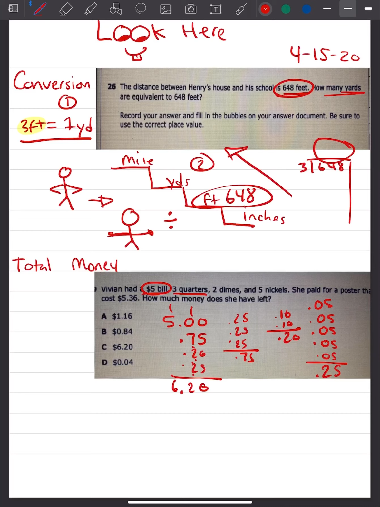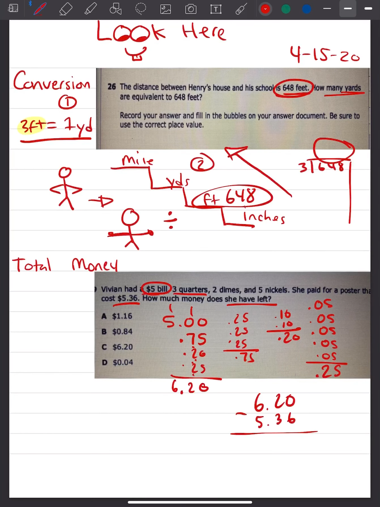But then she paid for a poster. She paid for a poster, guys, which cost $5.36. So the question wants to know, how much money does she have left? What do they want us to do, guys? So remember, you go into the store with 620 cents and you're going to buy a poster. Do you walk out with more money or with less money? With less. So that means that we have to subtract. Look at how my decimals are lined up. And I'm going to go ahead and subtract.